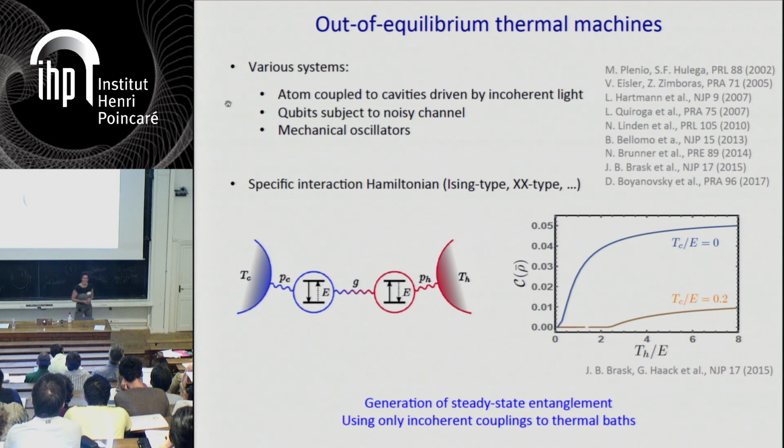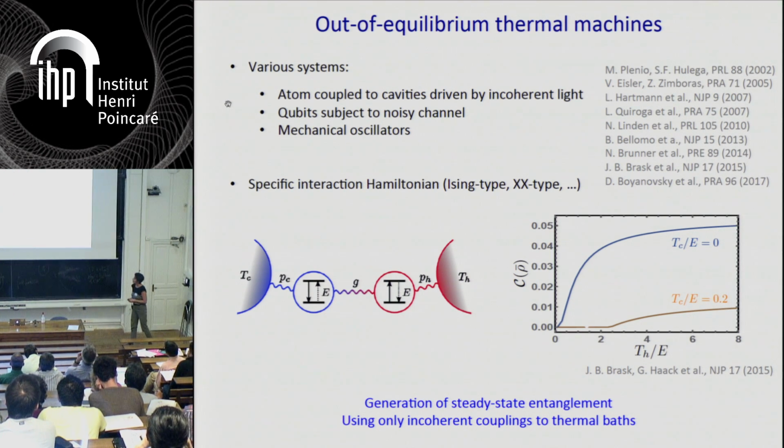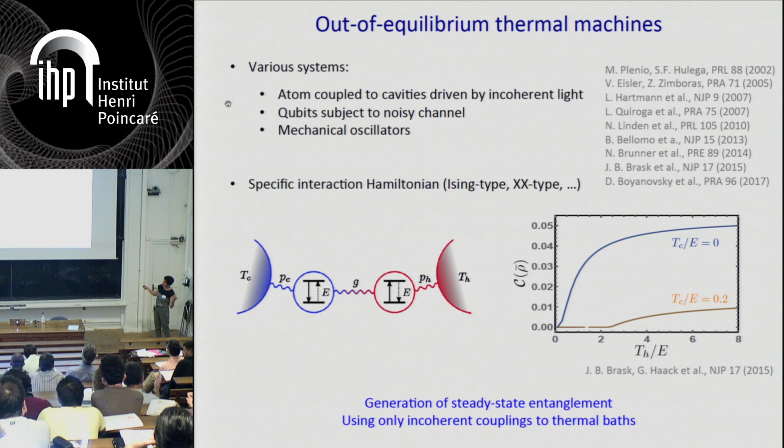The answer is yes, and there have been already many works. So it's possible to generate entangled states in the steady state regime, just making use of out-of-equilibrium environments. This has been proposed with several quantum systems. For instance, atoms coupled to cavities that are driven by incoherent light, and then the 2 cavities become entangled. Or qubits that become entangled thanks to a noisy channel to which they are both coupled. Or also, people have proposed to entangle mechanical oscillators.